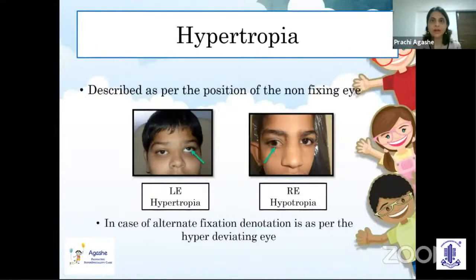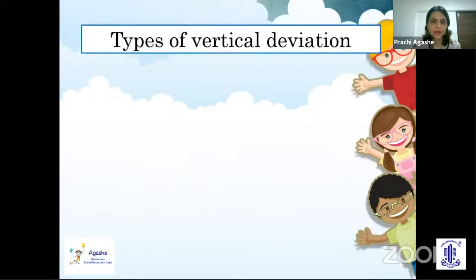So thank you, madam, for the kind introduction and for the opportunity. Moving straight into the topic, hypertropia is generally described as per the position of the non-fixing eye. As shown in the photo, it's a left hypertropia or a right hypotropia. However, in case of alternate fixation, the denotation is as per the hyperdeviating eye.